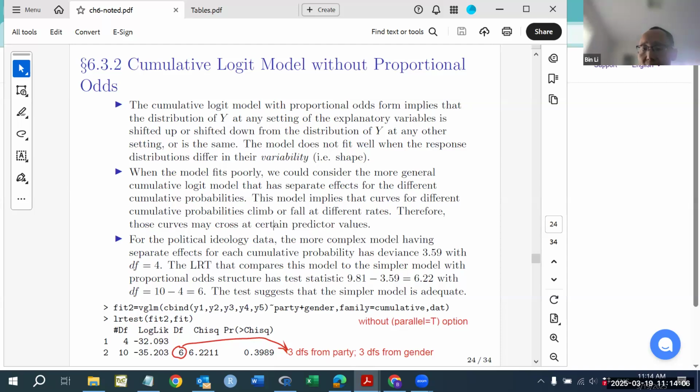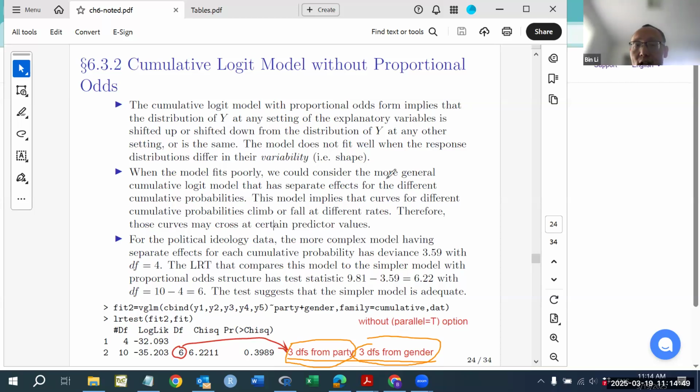Okay, so why is it 6, you may ask? Because when we compare these two models, the 6 is the difference, the number of additional parameters that we used in the without proportional odds model. Is that right? So how many additional parameters do we need? We need 3 more parameters from the party and 3 more parameters from the gender. Is that right? Let me explain in more detail. Maybe some of you are still not clear.